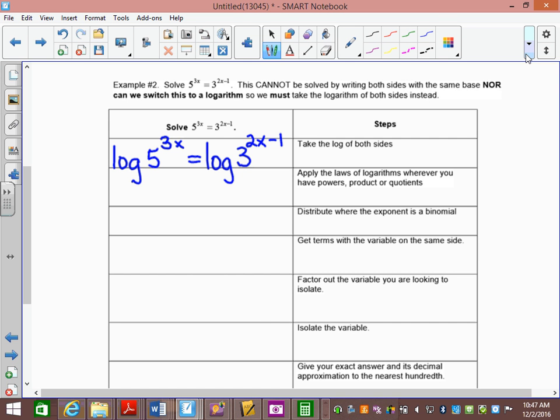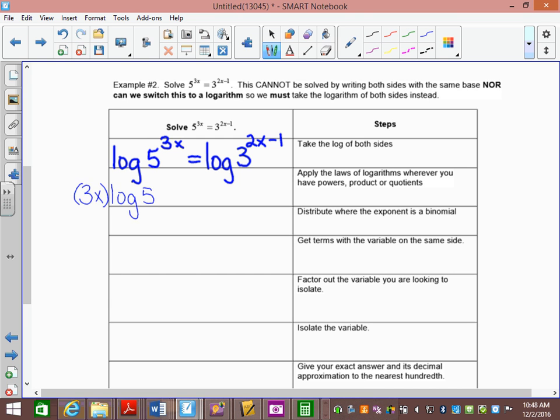So what we're going to do is we can use the power rule. We can take the exponents and we can drop them in front. So that's what we're going to do. We log both sides, then we take this lovely exponent, we drop it in front. Apply the law wherever you have powers, products, or quotients. So we're going to go 3x log 5.